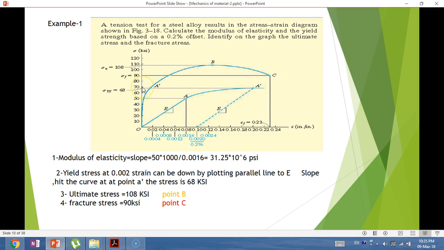Then we come back and find the vertical coordinate. You will find that the yield stress sigma is 68 ksi. So the yield stress at 0.2% offset will be equal to 68 ksi. The ultimate stress is represented by point B, for which the ordinate is 108 ksi, while the fracture stress is represented by point C, for which the ordinate is equal to 90 ksi. So here the fracture stress is 90 ksi.